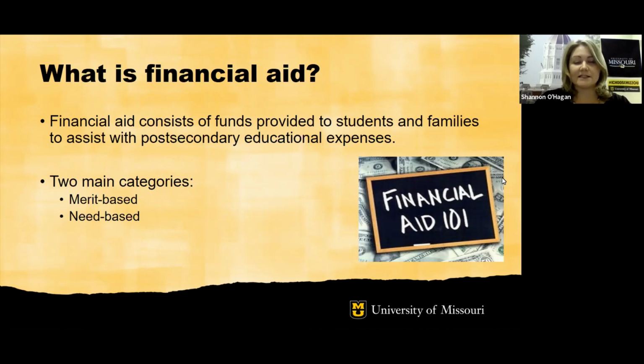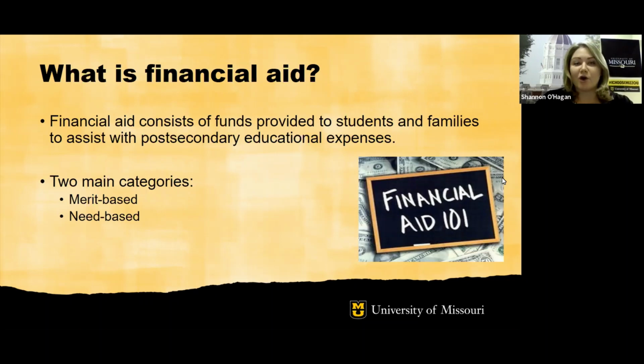The first is merit-based aid. Merit-based aid is awarded based on your past performance as well as your potential. Need-based aid is a little bit different because it's awarded based on your financial situation and your ability to pay.